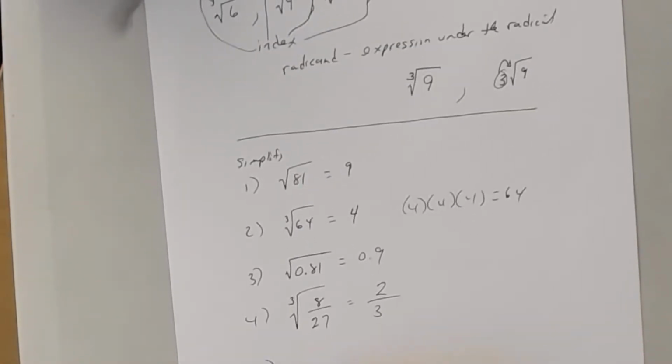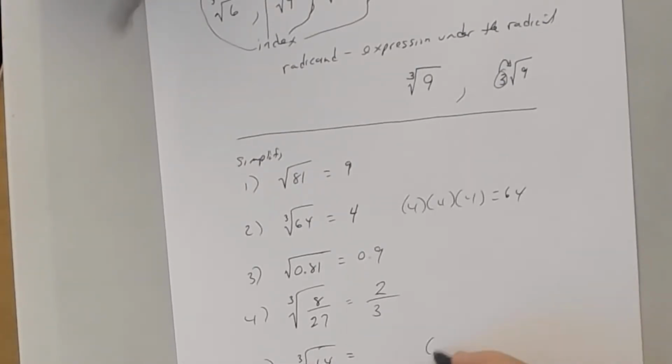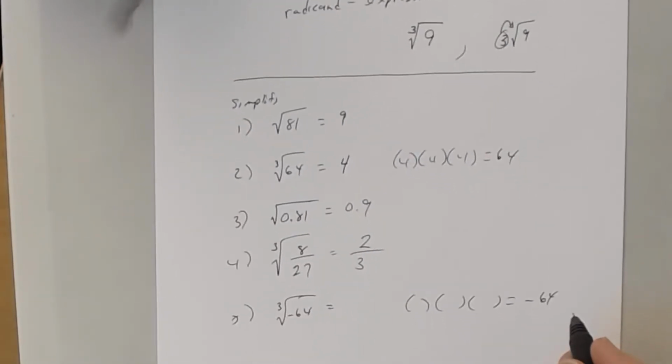Number 5. What's the cube root of a negative 64? What number times itself 3 times is a negative 64? That's what I'm asking. Negative 4. A negative 4 times a negative 4 times a negative 4 is a negative 64.